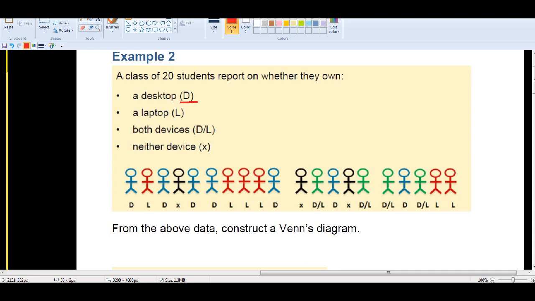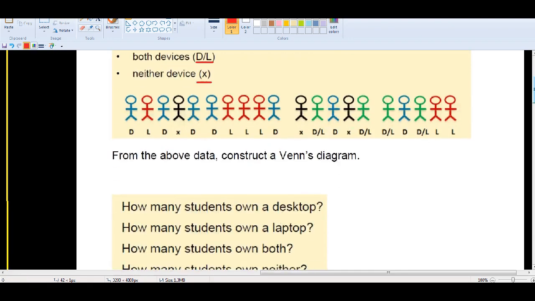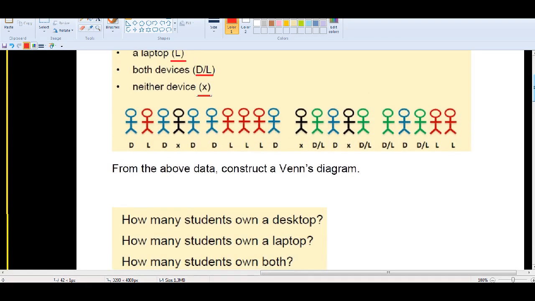We use D to represent such a person. Some of them are using laptop. We use L to represent this group of people. And some of them have both devices, so that means D and L. And some of them, unfortunately, don't have a desktop or laptop. So it should be X. Neither device.